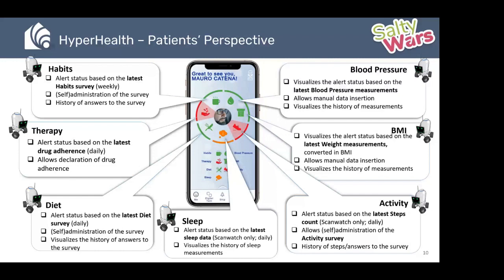Of course, the most important one is the blood pressure, but we also gave the chance to the patient to monitor their weight and calculate automatically the BMI, their activity with steps and activity count, the sleep in the form of the number of hours slept and number of wake-ups, and the diet, providing a very simple survey to indicate to the clinician their dietary nutritional habits.